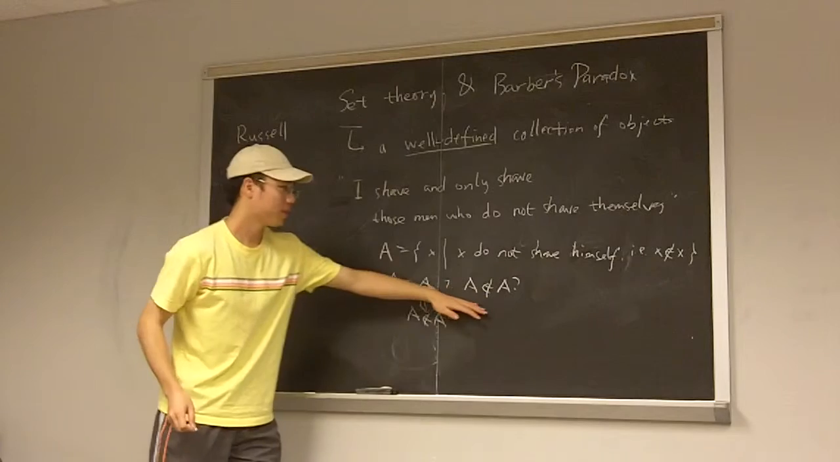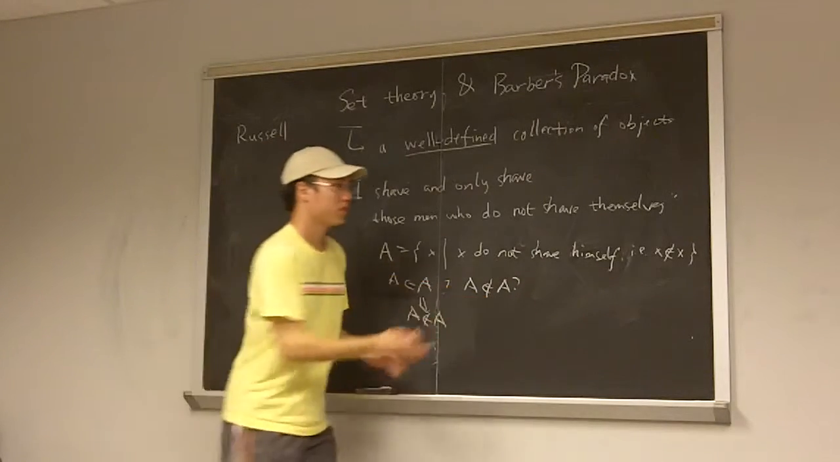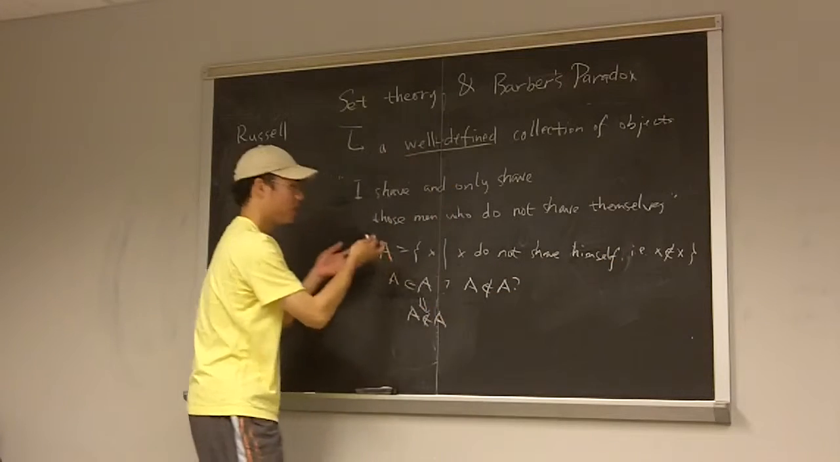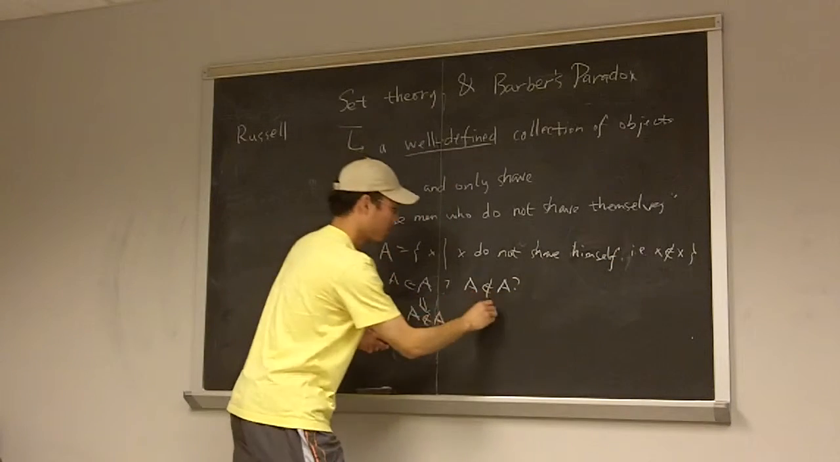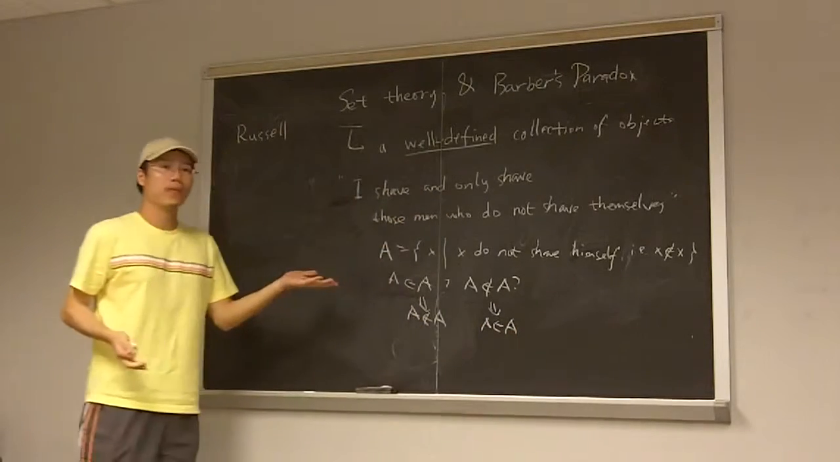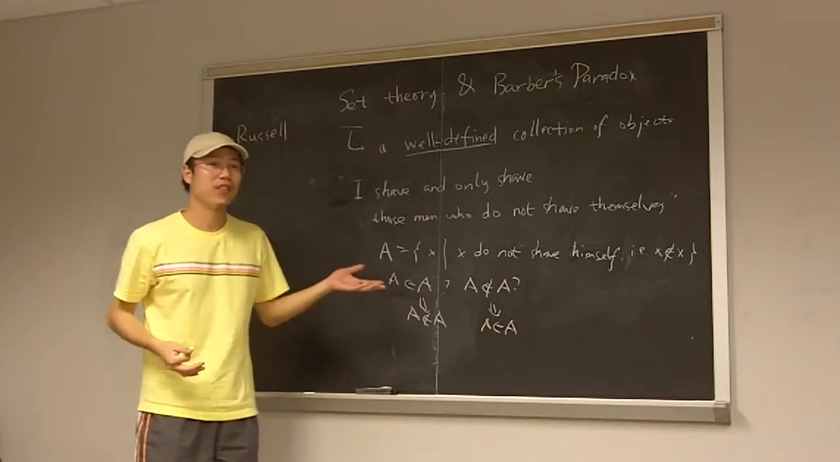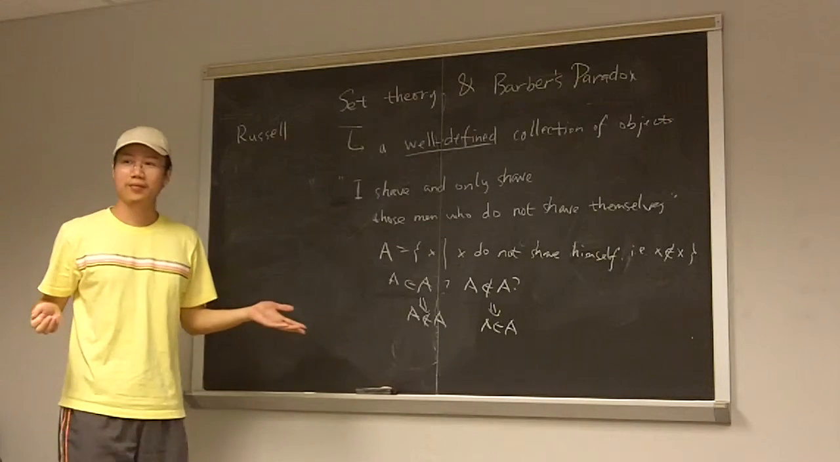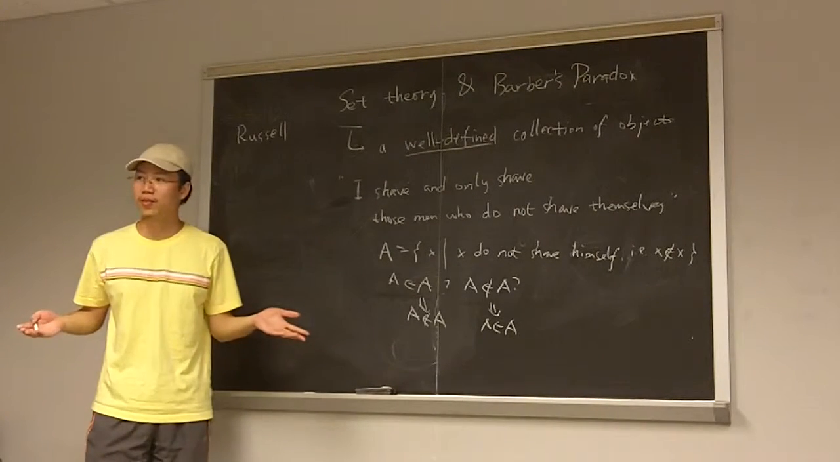And if we start with the other assumption, this A has this property, so he should be in this set, right? So we come to the opposite conclusion. So either way, it's a contradiction. So this is what's called the barber's paradox. Does everyone get the idea? So why is it a contradiction?